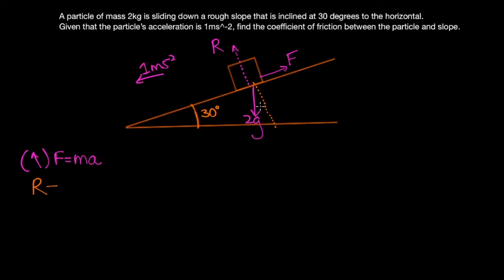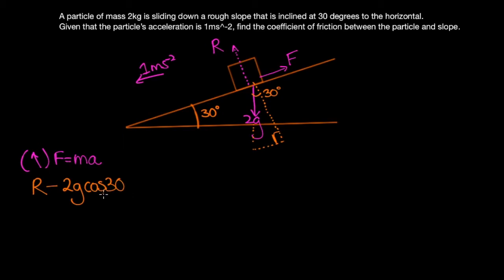So if I draw a dotted line perpendicular to the slope, and if I extend this to become a triangle, then this angle right here is always the incline of the plane. So in this case, that's 30 degrees. And so using SOH CAH TOA, this means that the component of the weight that is perpendicular to the slope is 2g cos 30.